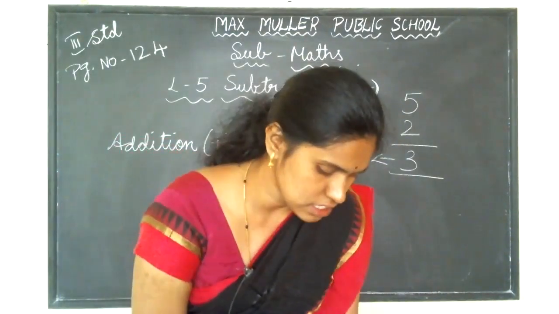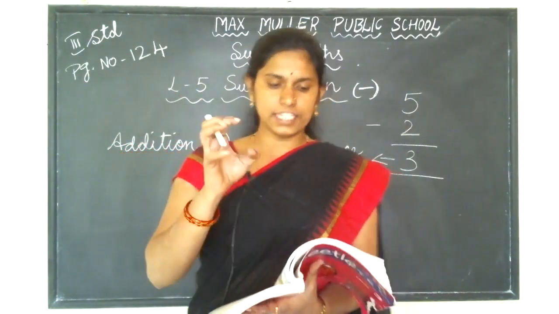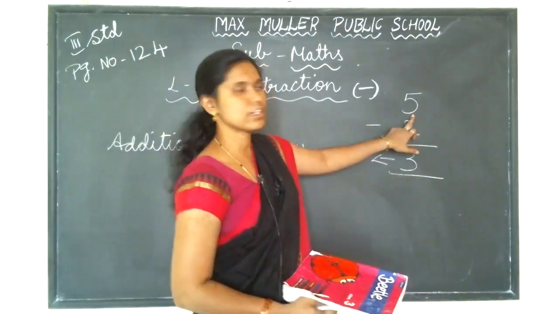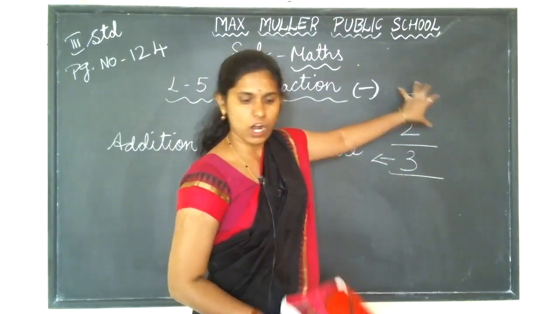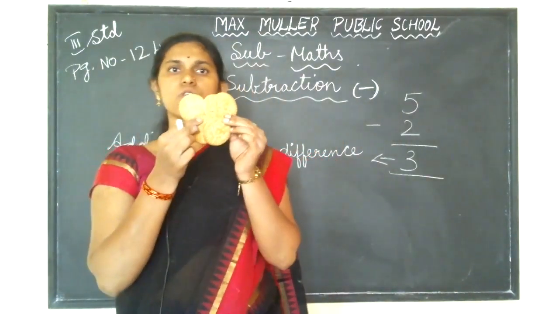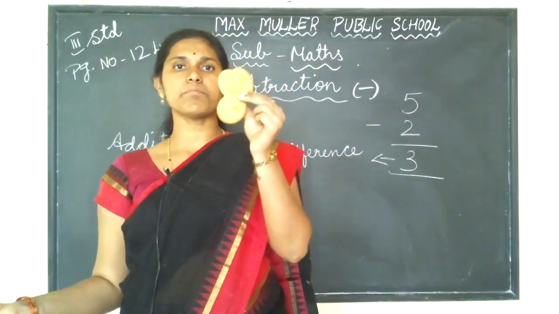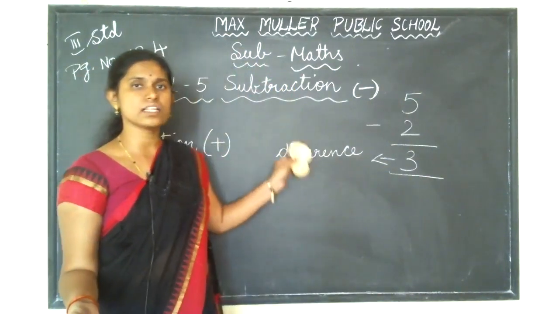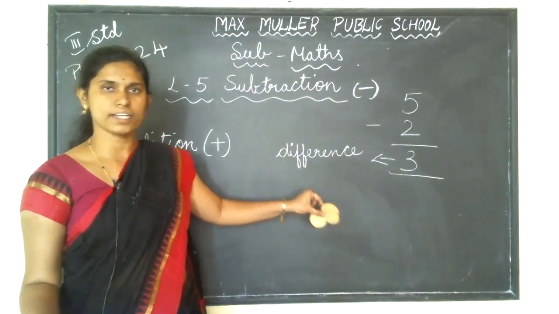So here the sentence says, subtraction is taking away a set of objects from a group. So totally I was having 5 biscuits in a group. In this group, I am taking away 2 biscuits. So the remaining biscuits I am writing here. The answer after subtracting is called as what? Difference. Understood all of you?